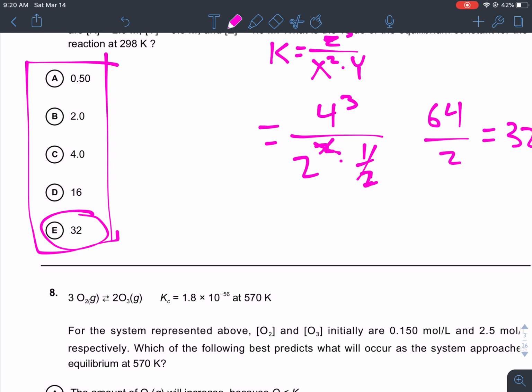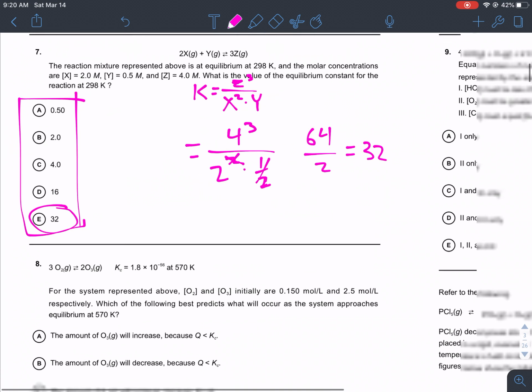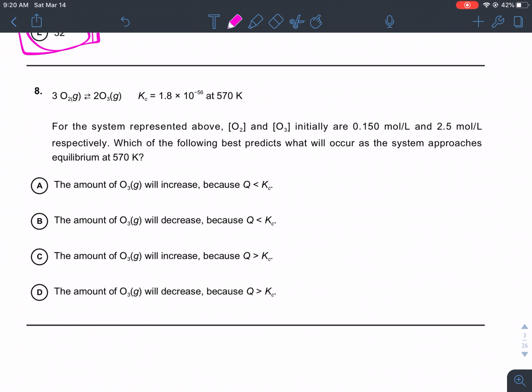All right, let's get to number 8. Or no, was that number 7? Yeah, number 7. Let's get to number 8. Okay, this one, I really like this question because of the math involved. For the system represented above, O2 and O3 are initially 0.15 molar and 2.5 molar, respectively. Which of the following best predicts what occurs as the system approaches equilibrium? Okay, so I'm going to write my K, or actually shoot, I keep saying K, I should say Q. My Q is equal to O3 squared over O2 cubed.